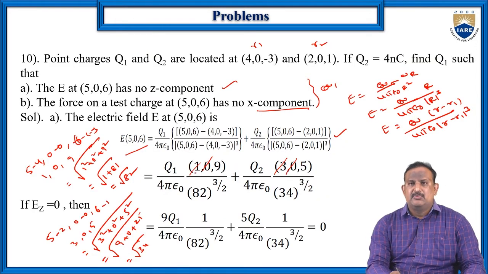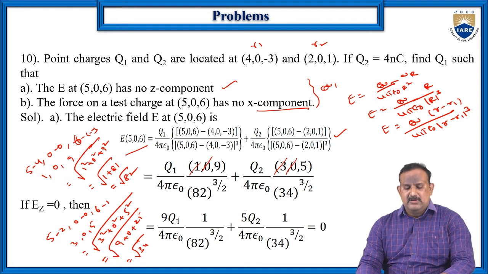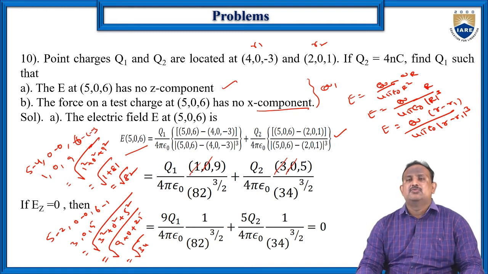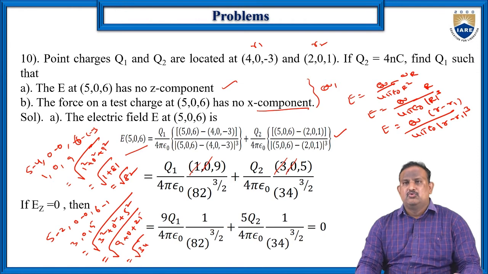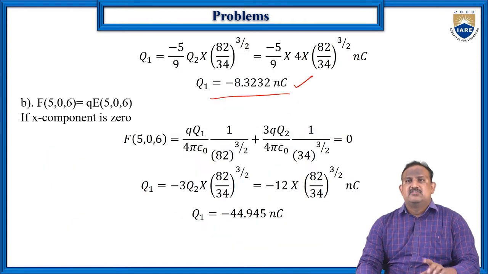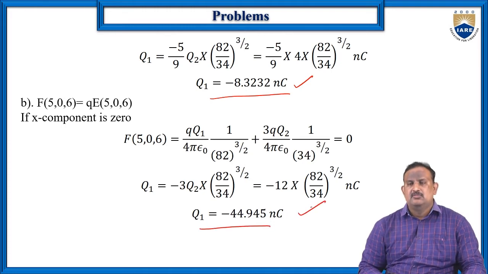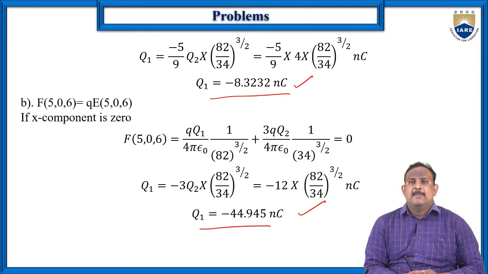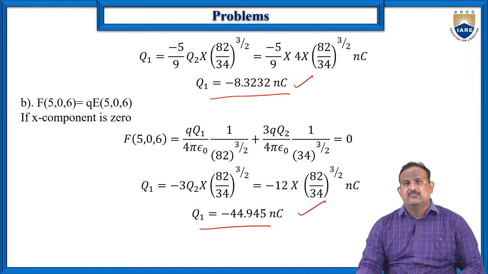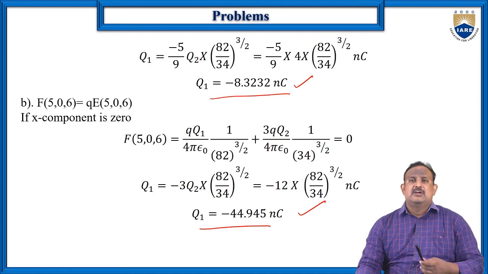So if you assume the X component, here we have 1 in the first charge and 3 in the second charge. Therefore, Q1 by 4 pi epsilon naught into 82 whole power 3 by 2 plus 3 Q2 by 4 pi epsilon naught into 34 whole power 3 by 2 is equal to 0. Therefore, if we equate it to 0 and substitute Q2 equal to 4 nanocoulombs, we have Q1 equal to minus 44.945 nanocoulombs. So this is the procedure to find out the unknown charge while the X component is 0 and the Z component is 0.